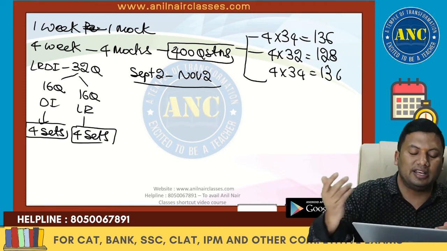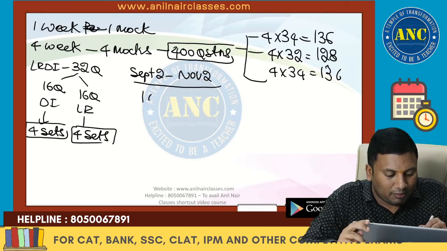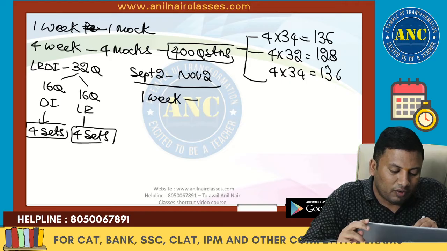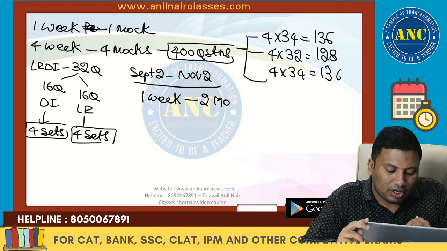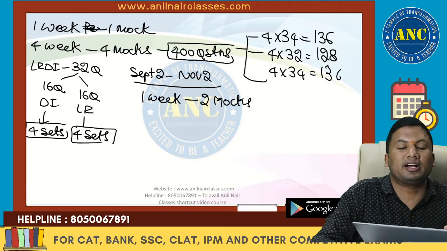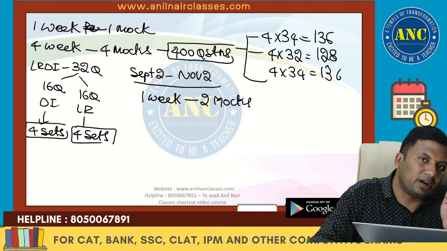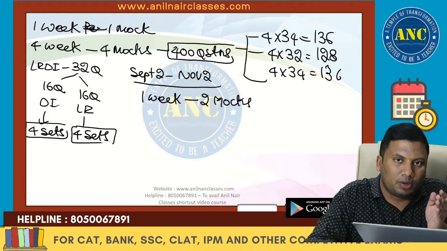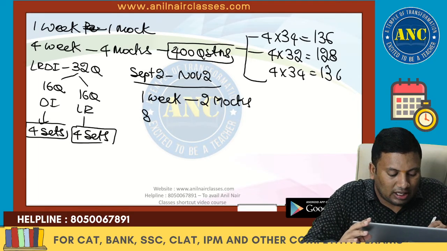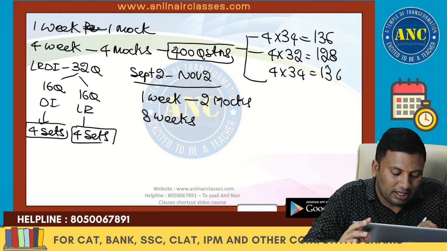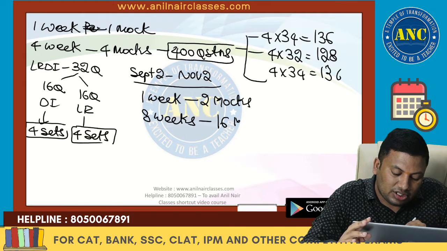Now you increase the number of mocks. From here onwards, every week you attempt 2 mocks. September to October is 4 weeks, October to November is 4 weeks, a total of 8 weeks. In 8 weeks, you attempted a total of 16 mocks.